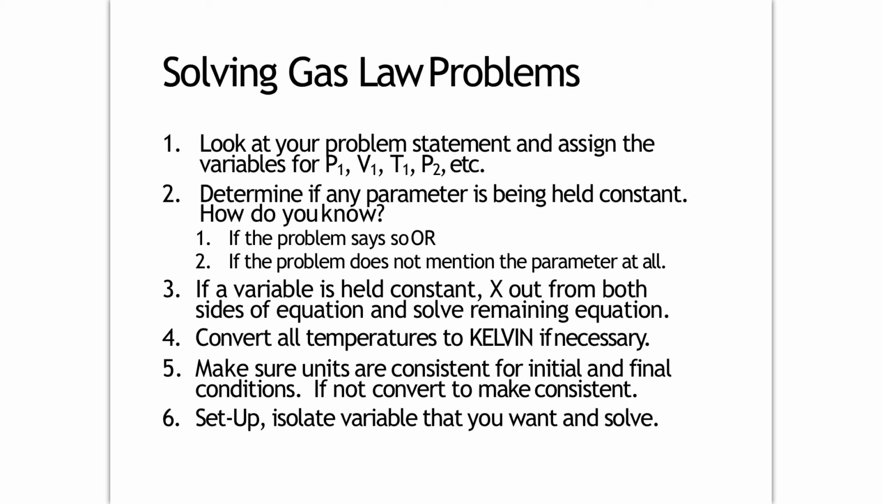If a variable is held constant, cross it out from both sides of the equation and solve the remaining equation. Make sure you convert all your temperatures to Kelvin. Make sure all your conditions are in the same unit on both sides of the equation. Don't put liters on one side and milliliters on the other side. It doesn't work. Convert one of the units to the other so you have consistent units across your equation. Set it up, isolate the variable you want, and then solve for it. Let's see how it works on the next page.